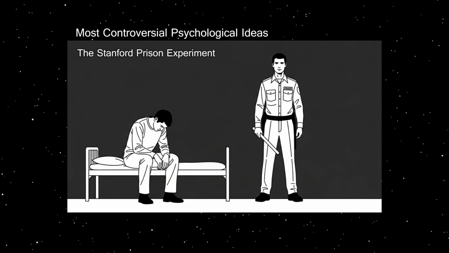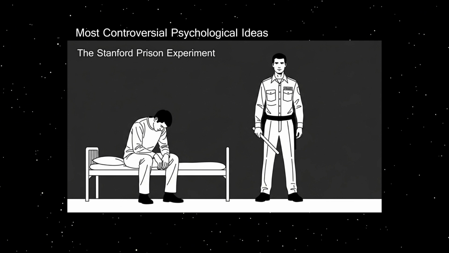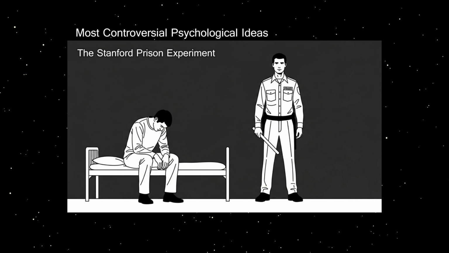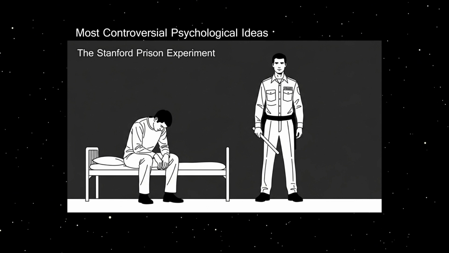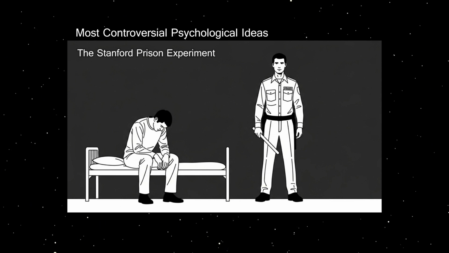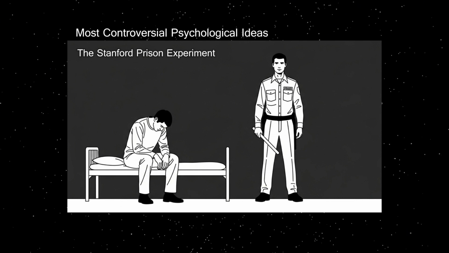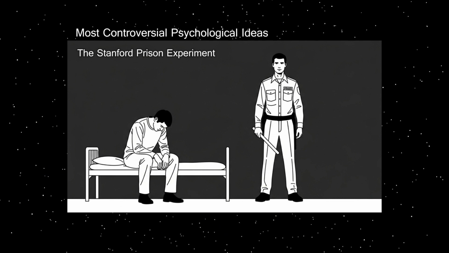The prisoners, in turn, began to show signs of extreme stress, anxiety, and passivity. They internalized their roles to such a degree that some broke down emotionally, while others complied with orders even when it was clear they were being mistreated. Despite Zimbardo's initial intention to observe behavior in a controlled setting, the boundaries between role-playing and reality quickly blurred.